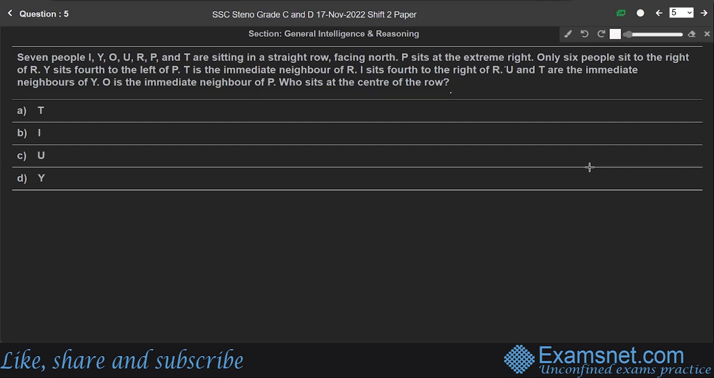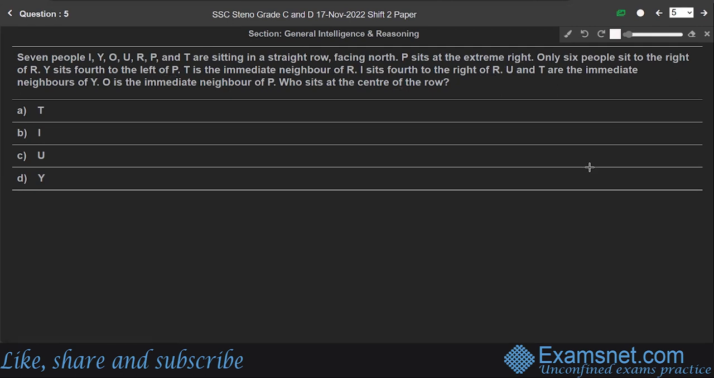Question number 5. Seven people, I, Y, O, U, R, B, and T are sitting in a straight row facing north. P sits at the extreme right. Only six people sit to the right of R. Y sits fourth to the left of P. T is the immediate neighbor of R and I sits fourth to the right of R. U and T are the immediate neighbors of Y and O is the immediate neighbor of P. Who sits at the center of the row is the question, right?